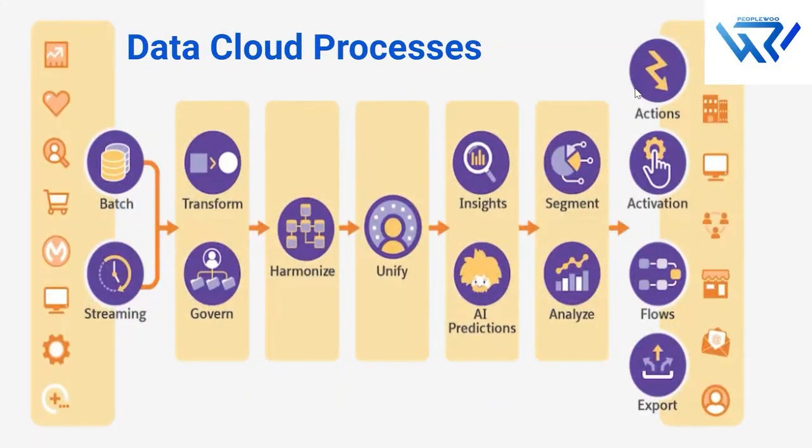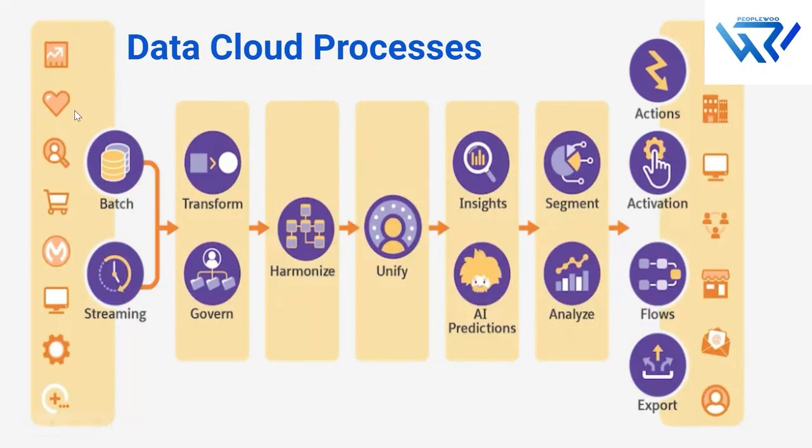So if you see this diagram, this is the entire workflow, or you can say process, of Data Cloud. Data Cloud works in two different modes: batch and streaming. Batch means bulk upload of data. Streaming means real-time processing of data.